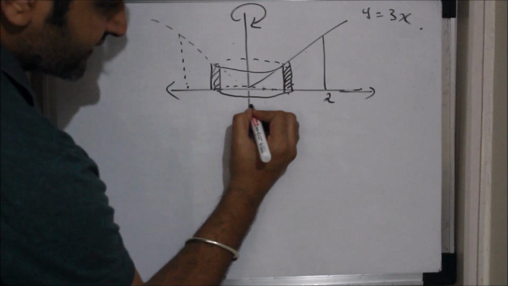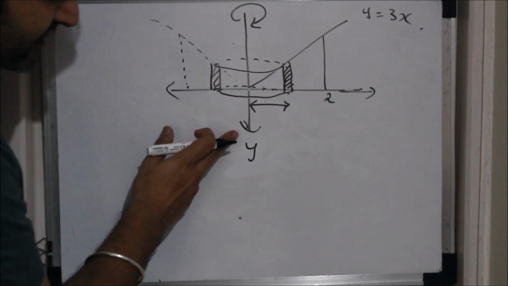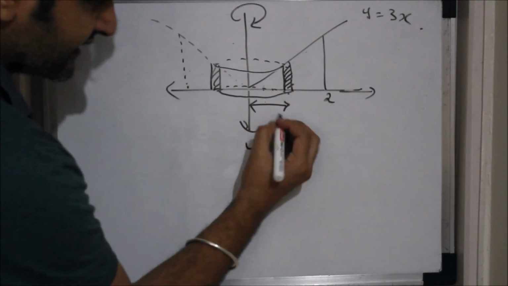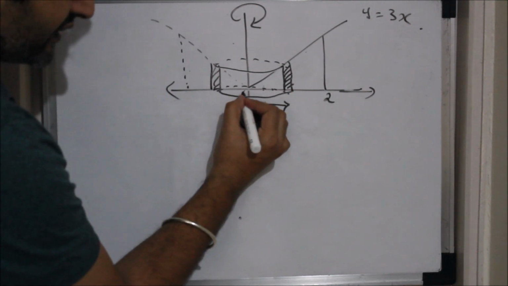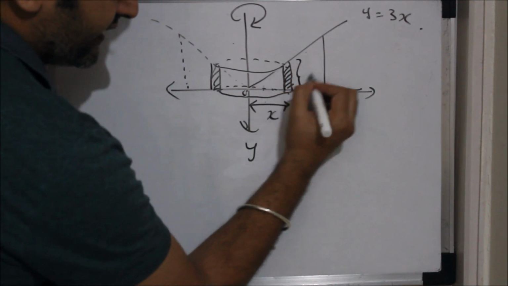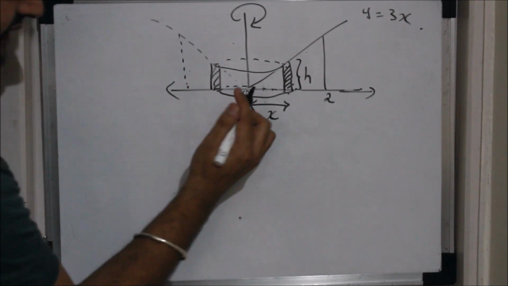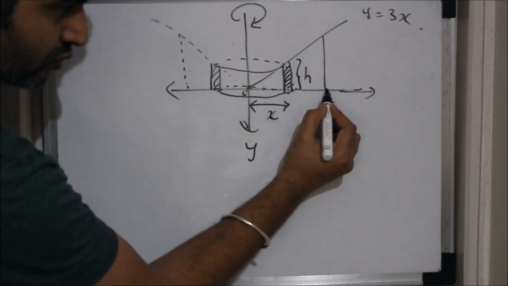So what is the radius? This will be the radius. The radius is the distance between the axis of rotation and the strip. This is nothing but my x, because I am starting from the origin. So radius is x. And what is my height? This is our height, which is nothing but the vertical distance. And this strip can vary from 0 to 2.